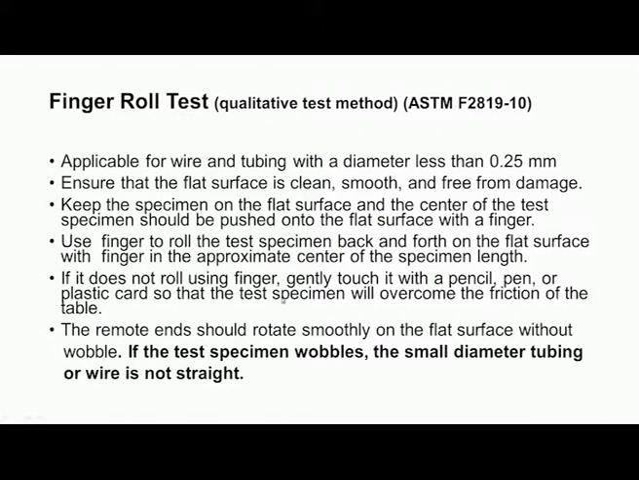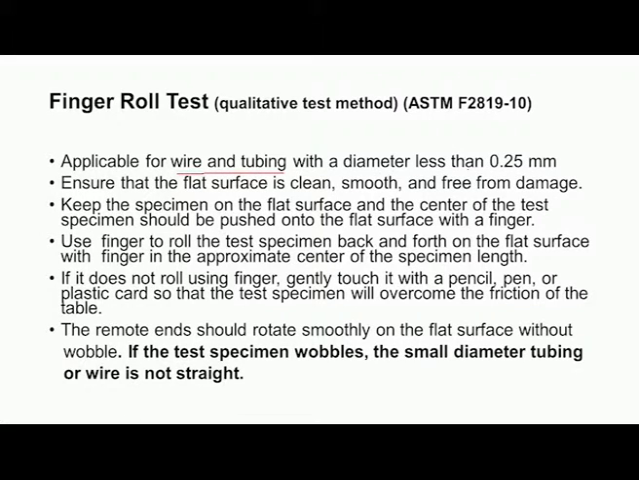Now, there is another test specified by ASTM, the finger roll test. This is a qualitative test method. The previous two methods, that is TIR and gap test methods, are quantitative tests wherein we get the amount of error, a numerical value, whereas this is a qualitative test method. This will not give any numerical value. It will tell whether the wire or tube is straight or not.